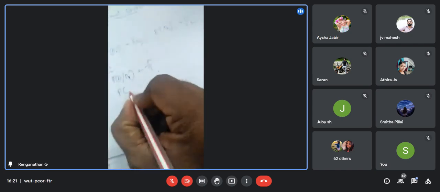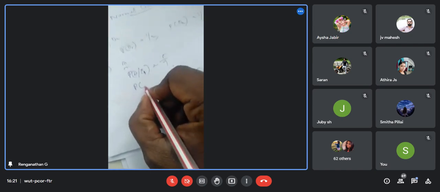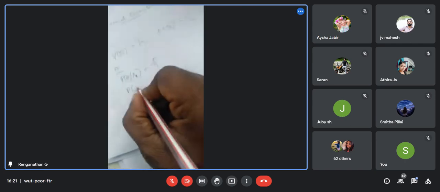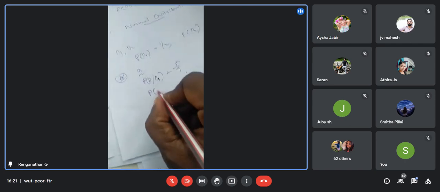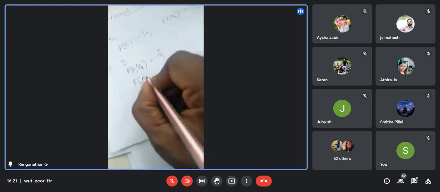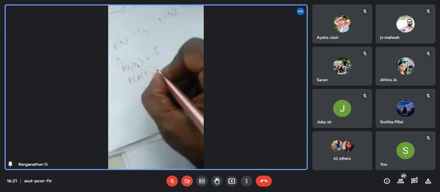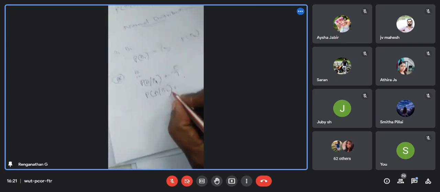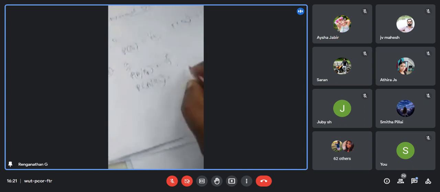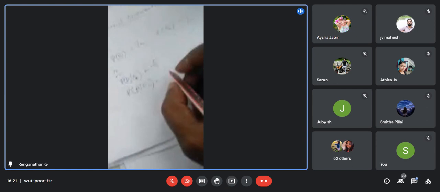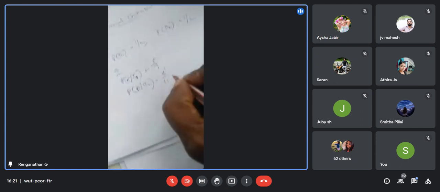So 5/9, that is the probability. Similarly, the probability of getting a white ball from the second box, we can say this as the probability of A of B2. The probability of A of B2 means in the second box there exist 11 balls and 6 are white. So 6 divided by 11.